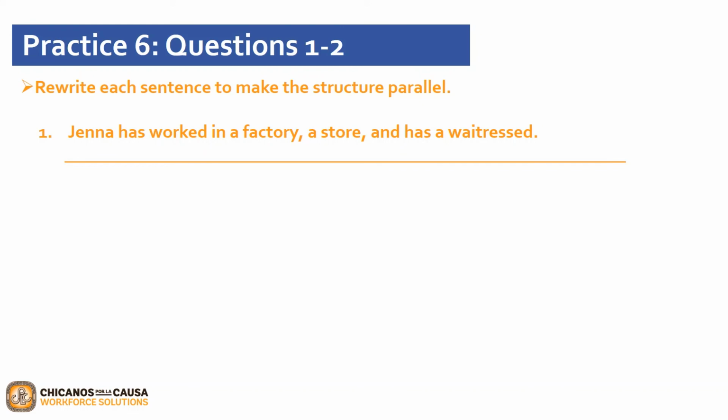The first question states, Jenna has worked in a factory, a store, and has a waitress. Please write down how you would rewrite this sentence to make the structure parallel. There are several correct answers for this question. One of the ways that you can correctly rewrite this sentence is, Jenna has worked in a factory, a store, and a restaurant.